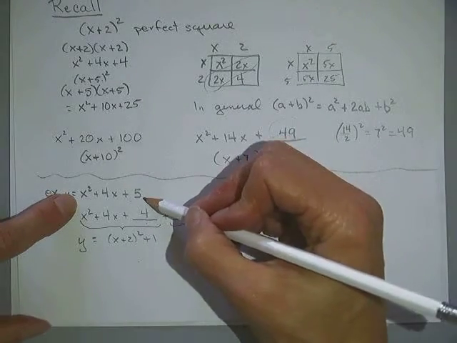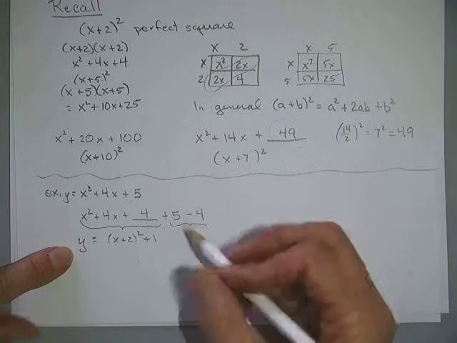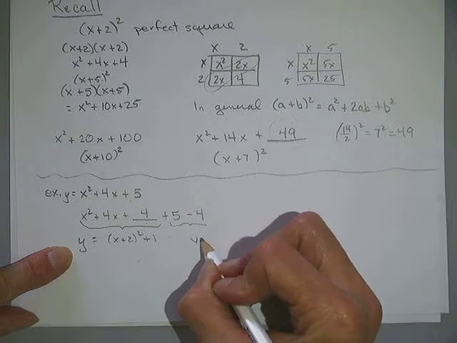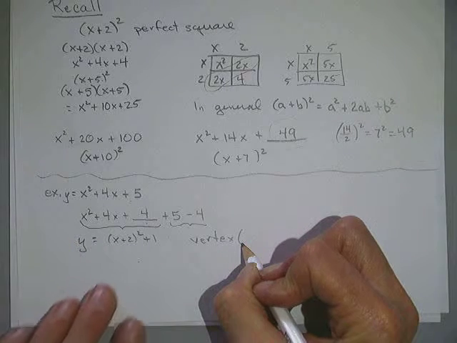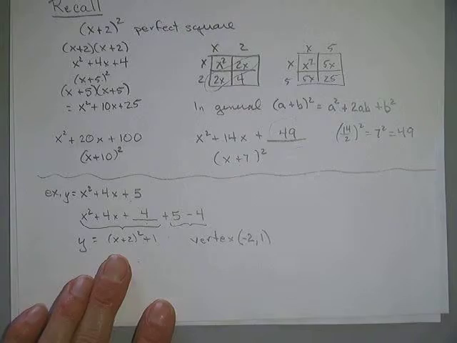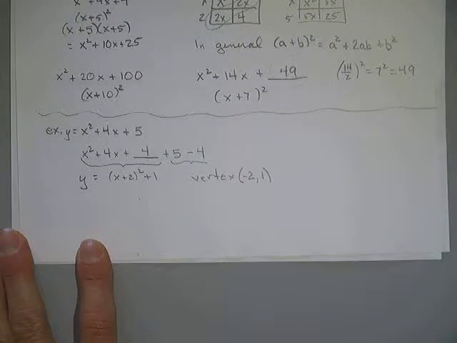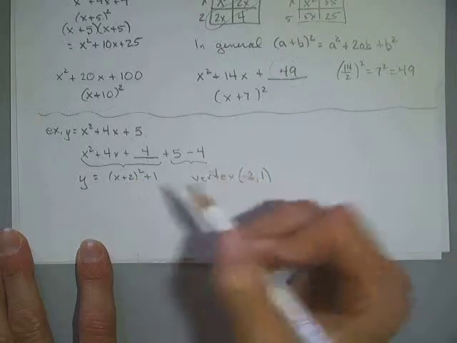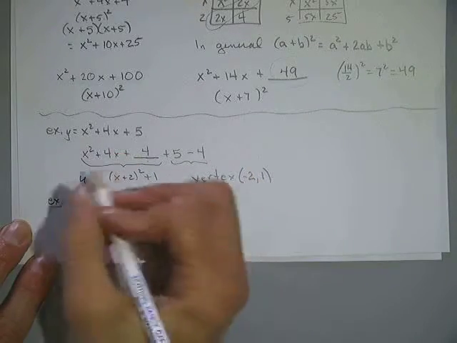Good. And then what is this stuff? There you go. I have just changed it from standard form to vertex form. What is my vertex? Negative 2, 1. Yep, there you go. Now I know my vertex. No, it's always opposite on the inside.